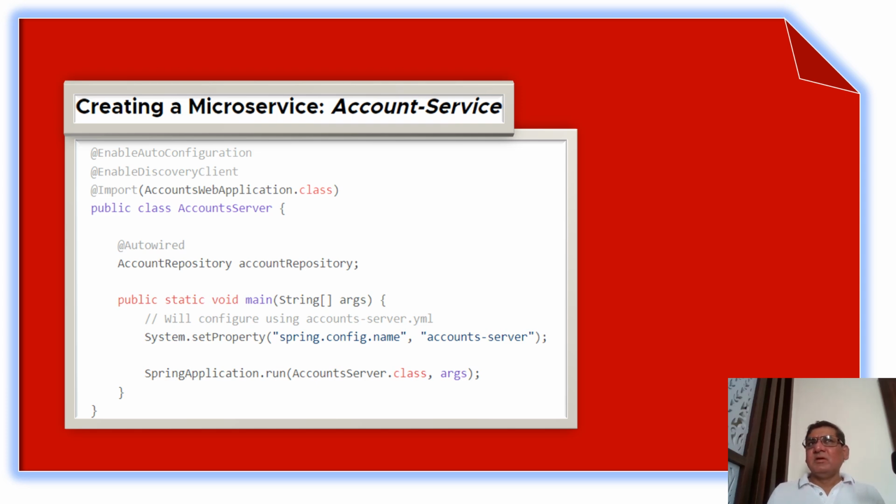The default is application properties. Suppose you want to provide a different name for the properties file, we need to set the property Spring config name. Here, account server is the property file that I am using for this account service, so I am setting the property for the Spring configuration name. Same as Spring application run, that would help to run the Spring Boot application.